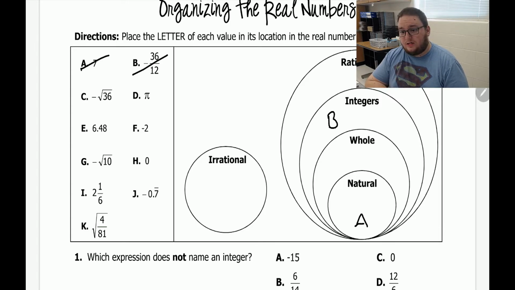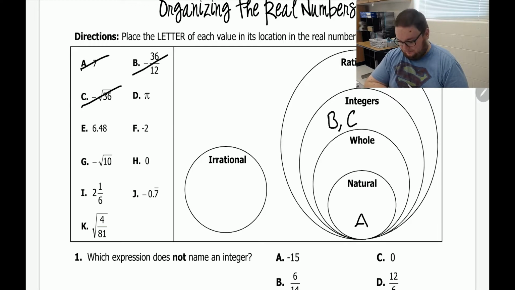Next, C is negative square root of 36. The square root of 36 can be reduced to just 6. And since we have negative 6, it's not going to be in the naturals, and it's not going to be in the wholes. So that means that it's going to be in the integers. So we're going to have C in the integers as well, and we're just going to mark through that.